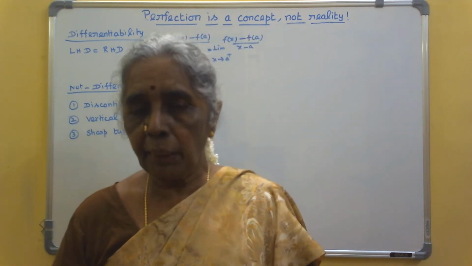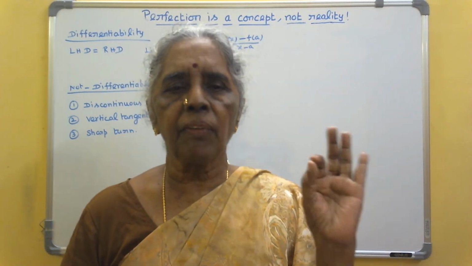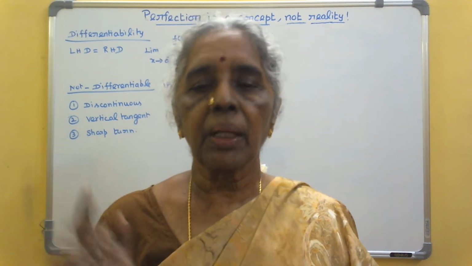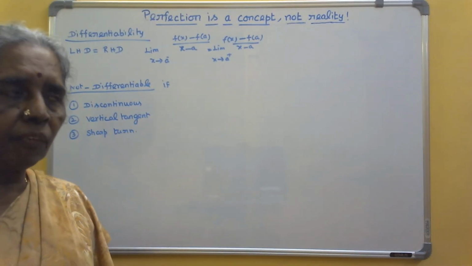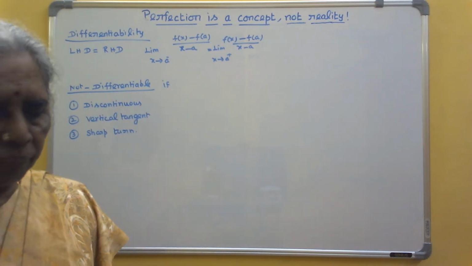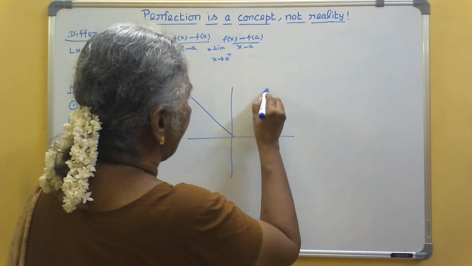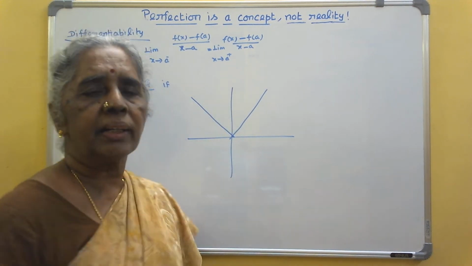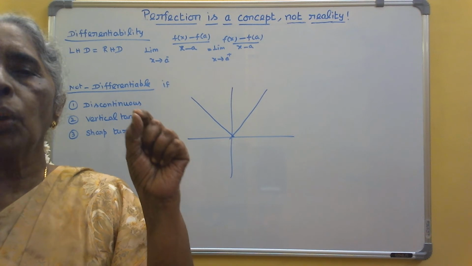Okay? Then, second point. If there is a vertical tangent at a particular point, then the function is not differentiable at that particular point. Third case, if there is a sharp turn in f(x), then the function is not differentiable. For this, the best example is a modulus function. You know, any modulus function will be like a V graph, isn't it? So there will be a sharp turn at this point. So the modulus functions will not be differentiable at those points.